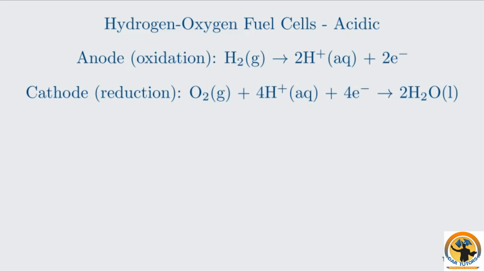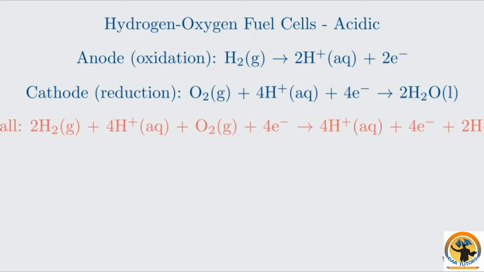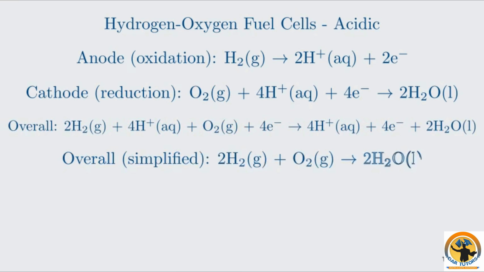So we multiply the anode equation by 2. This gives us 2H2 plus 4H+ plus O2. Combining and canceling the H+ ions, which are regenerated by the overall reaction, leads to the same simple overall reaction: 2H2 gas plus O2 gas produces 2H2O liquid.